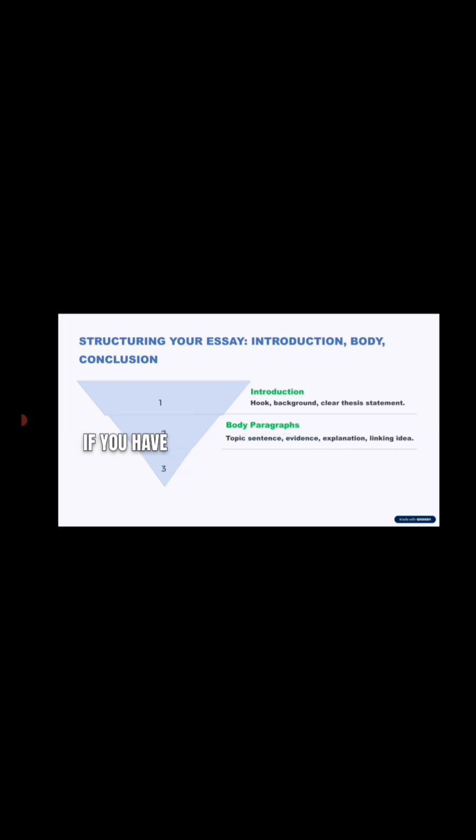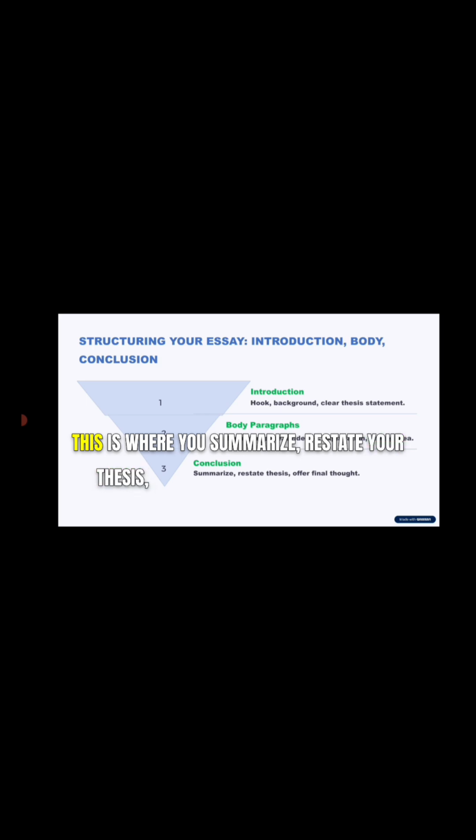If you have 3 or 4 key points you want to discuss in the essay, then each key point should be discussed in one paragraph. And when you are discussing each paragraph, you state that point in one sentence. That's the topic sentence. Other sentences that follow will be supporting evidence. All right? This brings us to the conclusion. This is where you summarize, restate your thesis, and offer your final thoughts.